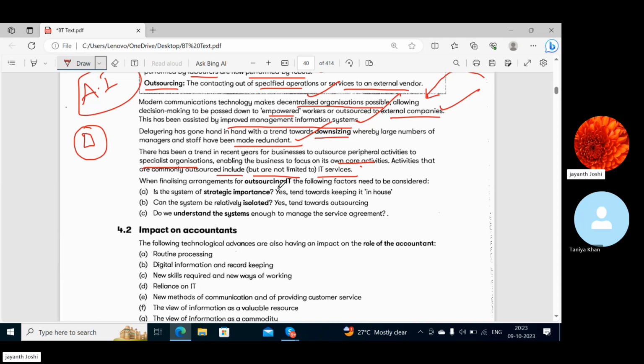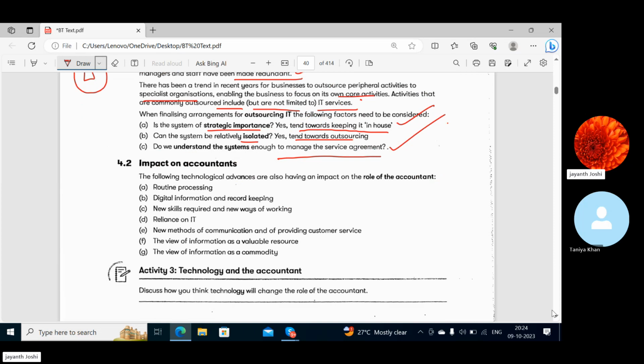Then, finalizing arrangements for outsourcing IT, the following factors need to be considered. Is the system of strategic importance? Yes, tend towards keeping it in-house. If things are very, very important for you, then you keep it in-house. Otherwise, you can outsource. Can the system be relatively isolated? Yes, tend towards outsourcing. If it is possible to isolate work, that means you can just give it to others, then you can do. Do we understand the systems enough to manage the service agreement? That is for the vendors, to whom you're outsourcing. If they understand the things properly and the job, then you can outsource.